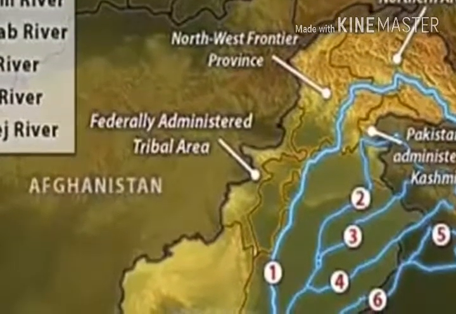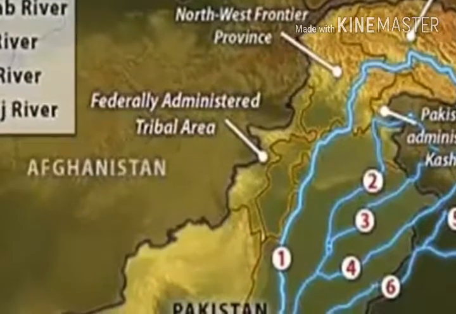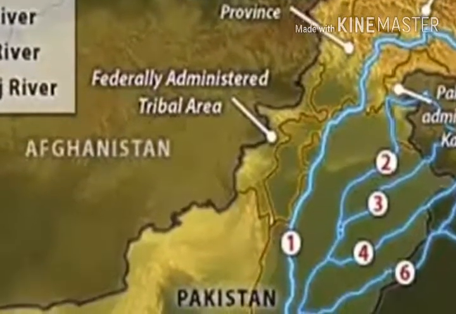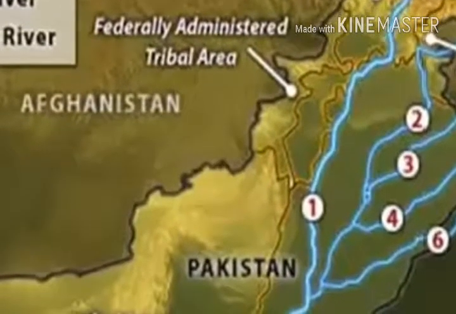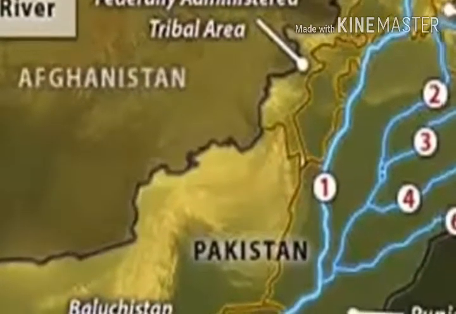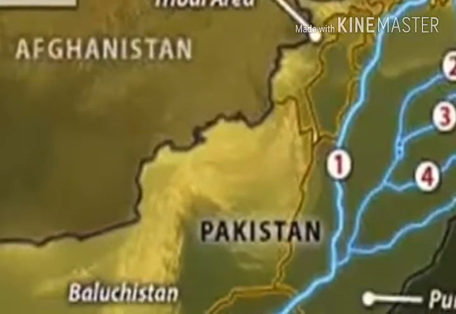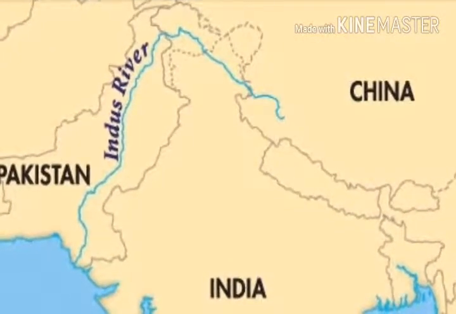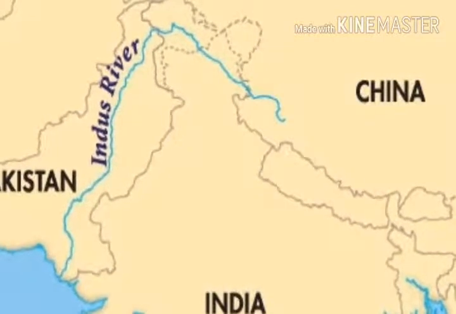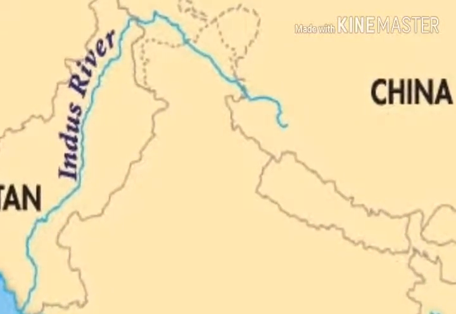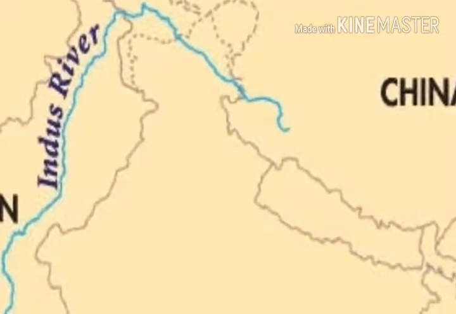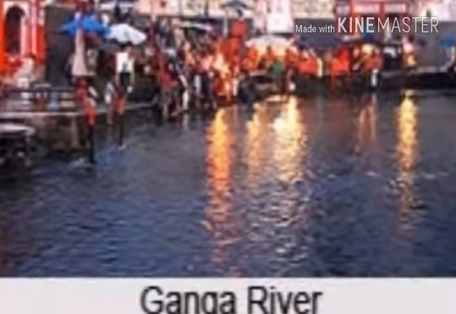The Indus plain has a very gentle slope with a total length of 2900 km. The Indus is one of the longest rivers of the world. The Indus basin is located in India in the states of Jammu and Kashmir, Himachal Pradesh, and Punjab, and the rest is in Pakistan. Next is the Ganga river system.